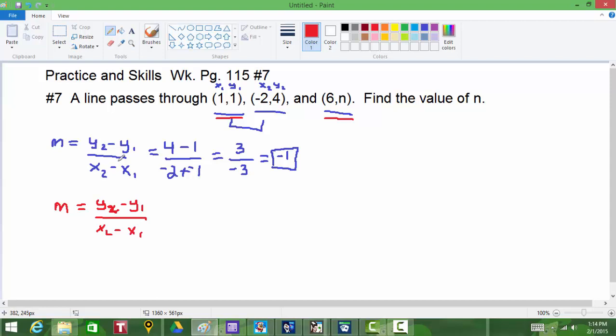Okay, so this time, we know what the m is. M, we found out, was -1. So I'm going to replace this m right here with the -1. And I'm going to relabel the ones that I have right here. We're going to call this x1, y1, and we're going to call this one x2, y2. So I'm going to replace the y2 with an n. That's this first value. The y1 is a 1. On the bottom, I'm going to get x2, which is 6, and then x1, which is 1.